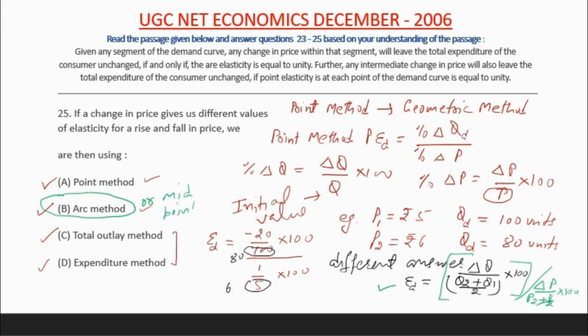So the answer is B, arc method, midpoint method. If a change in price gives us different values of elasticity for a rise or fall in price, we use the arc method instead of the point method or expenditure method. In another video I'll explain what the expenditure method is. So this is the answer of this question. Thank you.